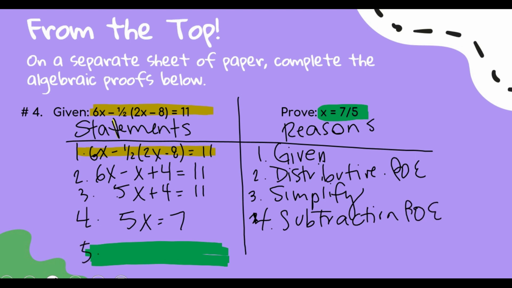And for my final step, I'm going to divide both sides by 5. And that's called division property of equality. And that's it, guys. How'd you do?